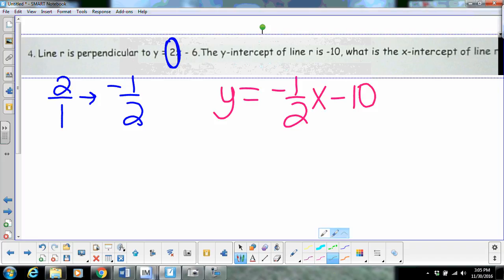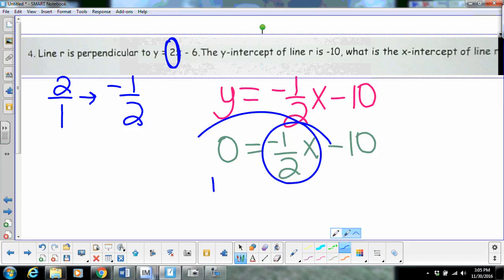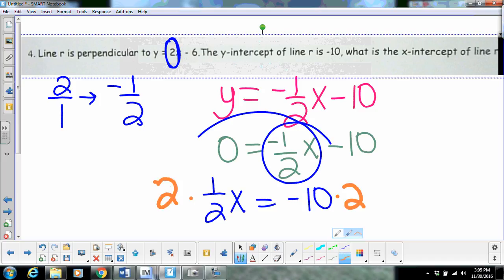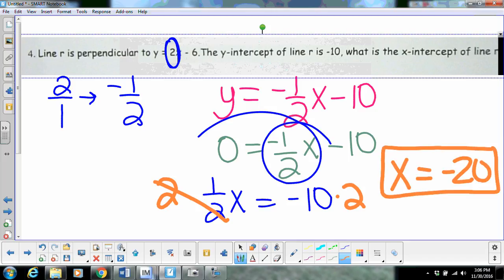Remember, you want your y value to be 0. And we're going to solve. Multiply by your 2 on both sides there. So x is going to equal negative 20. Okay, so I've done a parallel, I've done a perpendicular, and I did one of your 2 histogram problems.